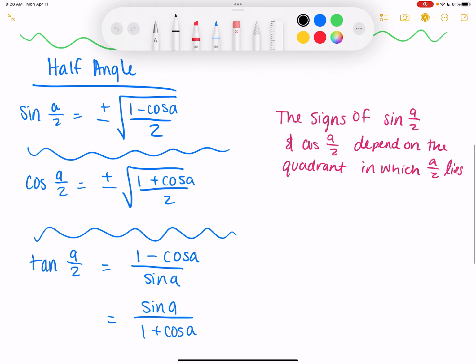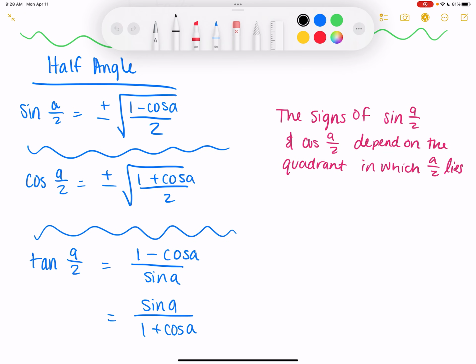Half angle formulas, definitely the harder ones. I will tell you the signs of them that you need for the problems that I'm going to give you, just to make it a little bit easier, just because it can get a little bit confusing with that.